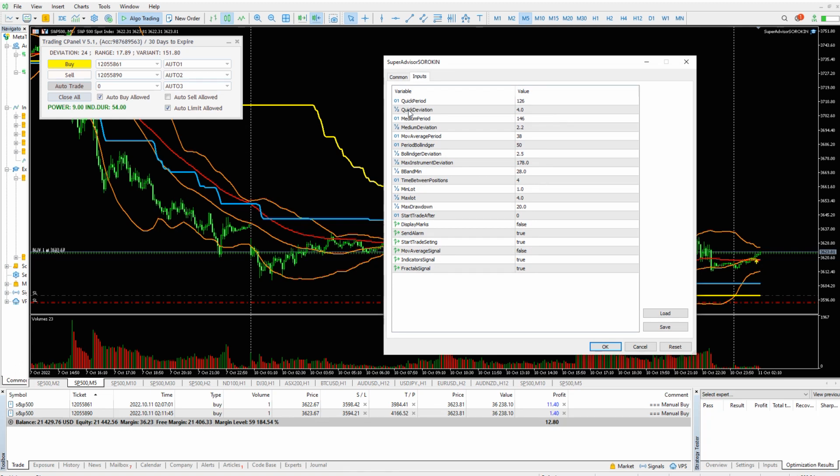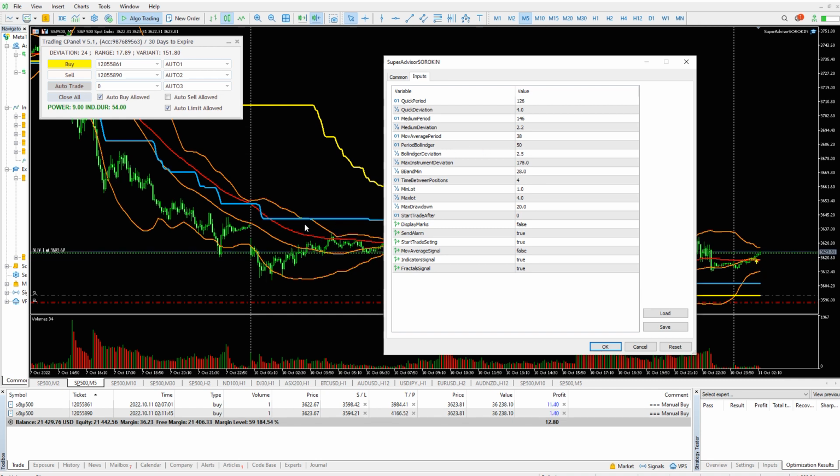That's a period and the quick deviation. So it's coefficient or deviation, it's the same. Median period for the yellow line, moving average. That's also used with the system when it's the moving stop loss.